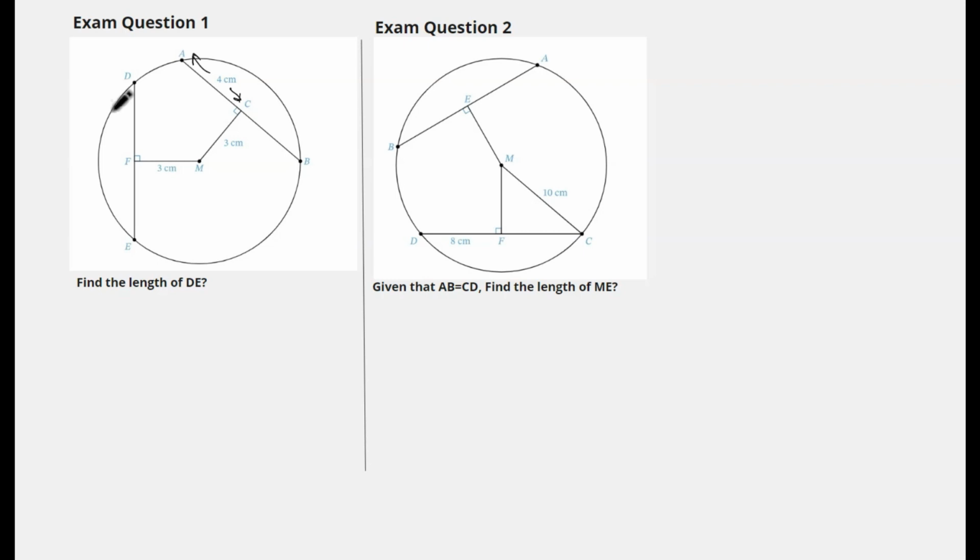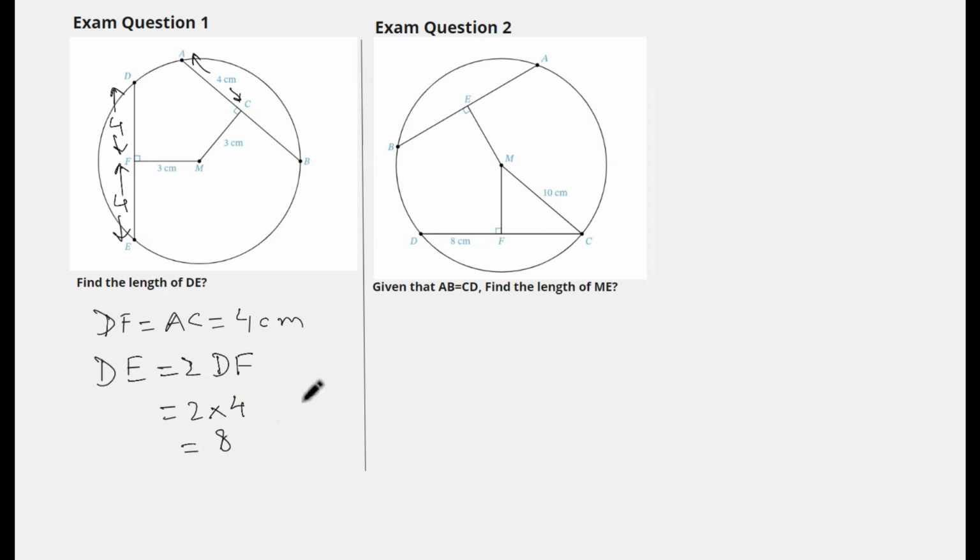This 4 centimeter is like this till here. So DF will be 4 and FE will also be 4. So your DF is basically equal to AC, that was equal to 4 centimeter. Now if you need to find DE, that will be basically two times DF. So 2 times 4 is 8.